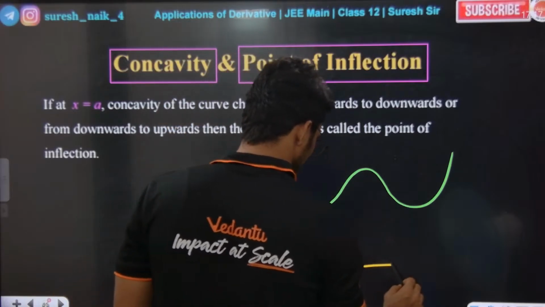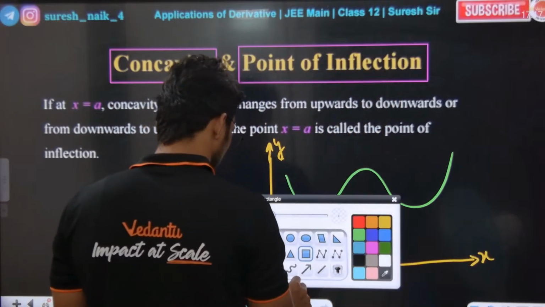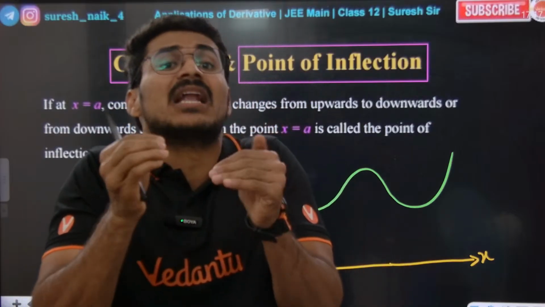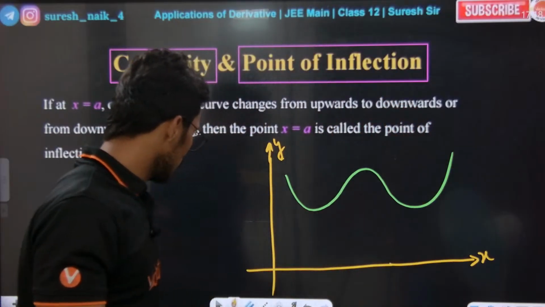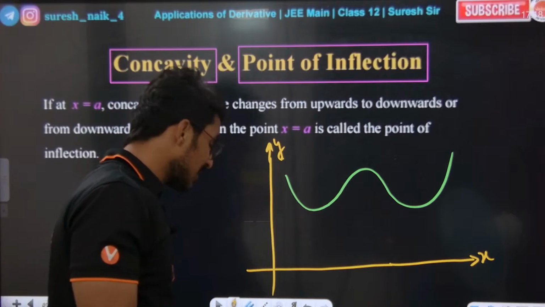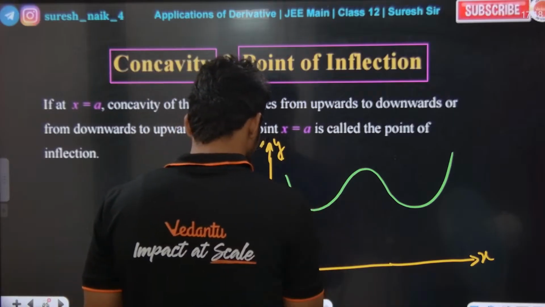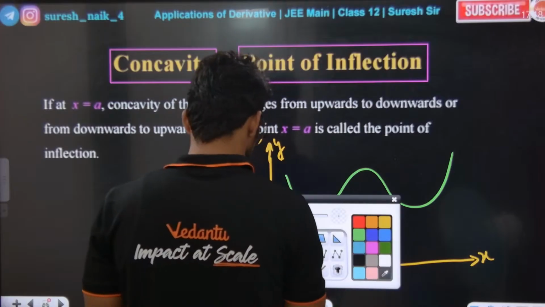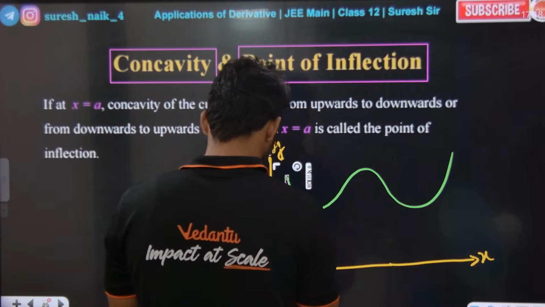In the graph, there are some points where the shape of the graph is changing. So, shape of the graph changing means, what do you mean by that? For example, let me talk about this point. Let me say this point.